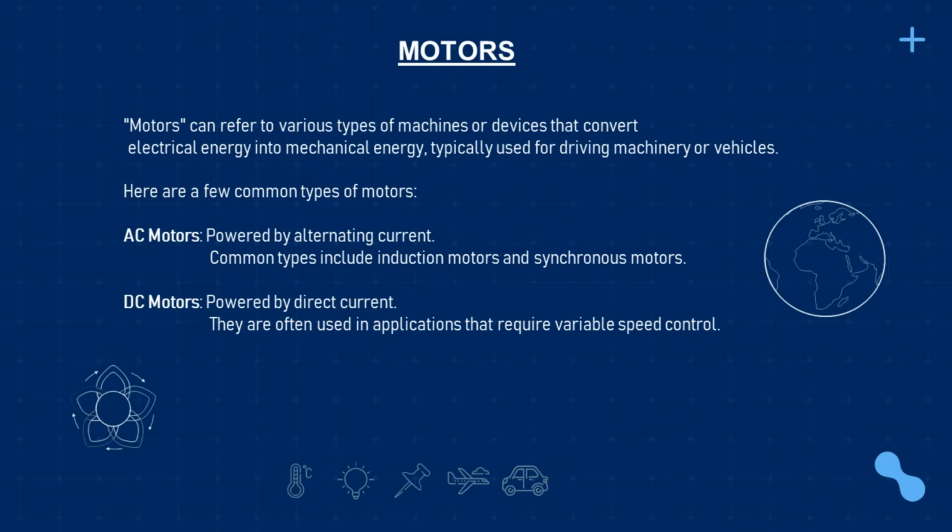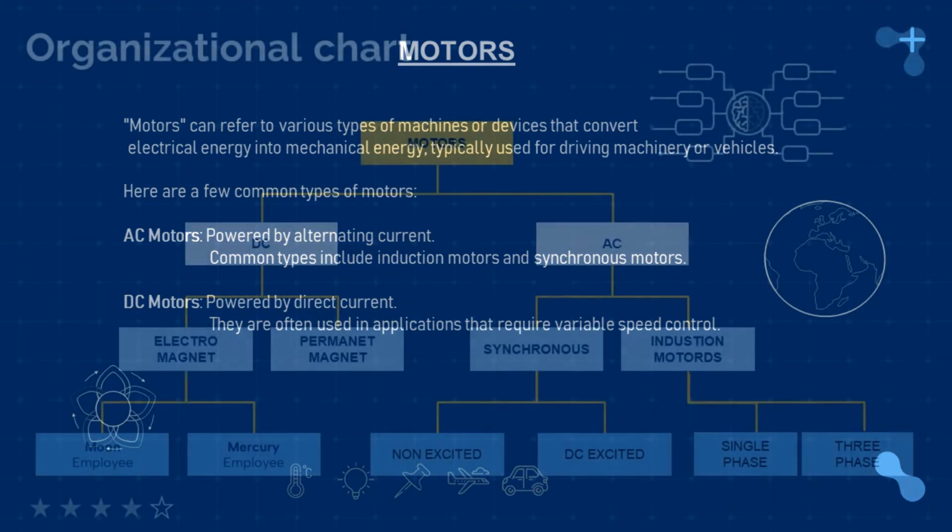AC motors, powered by alternating current. Common types include induction motors and synchronous motors. DC motors, powered by direct current. They are often used in applications that require variable speed control.